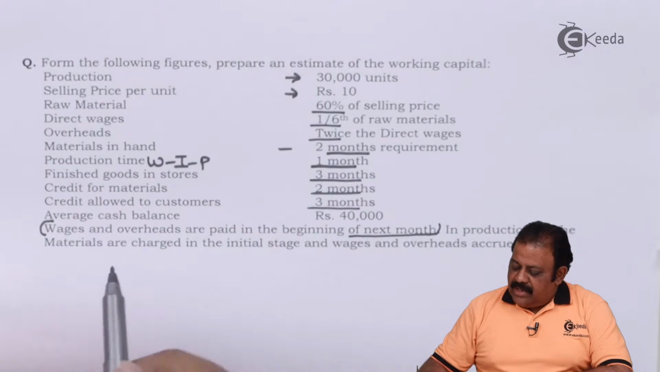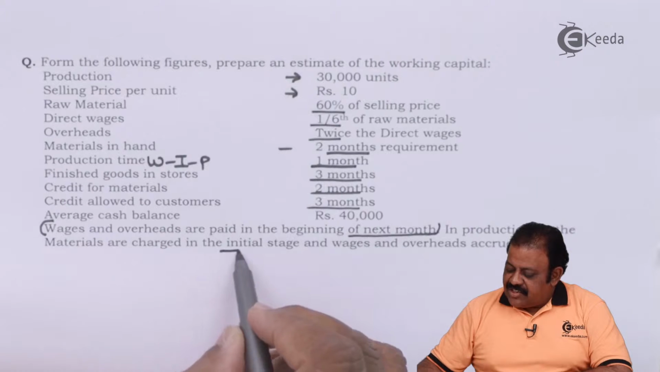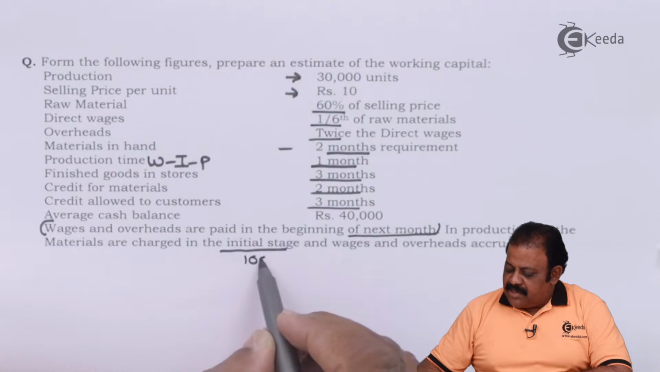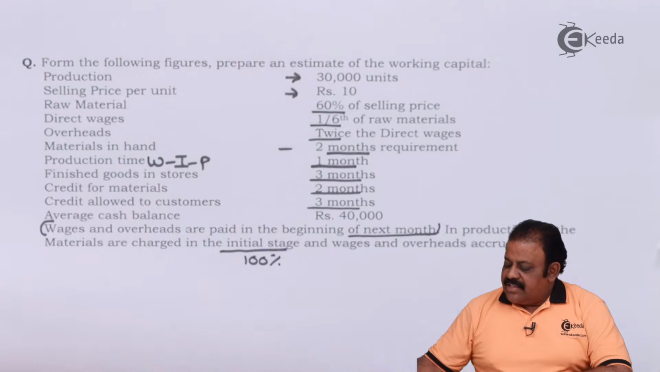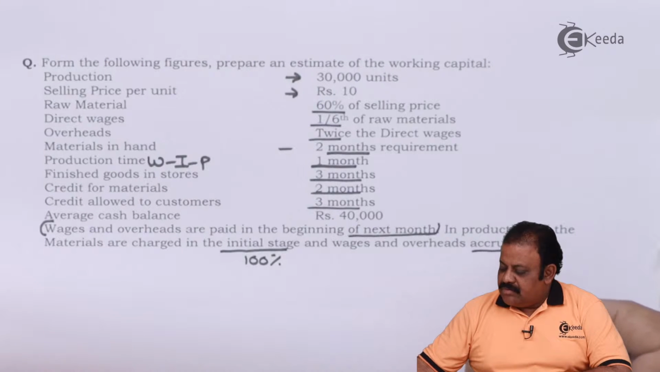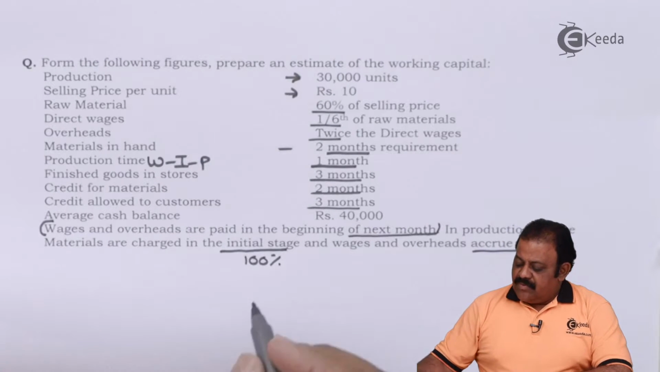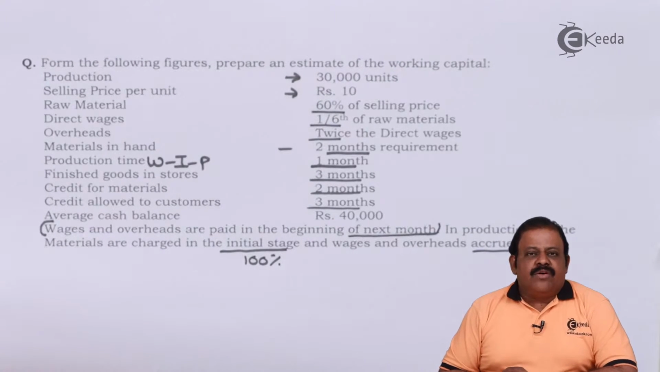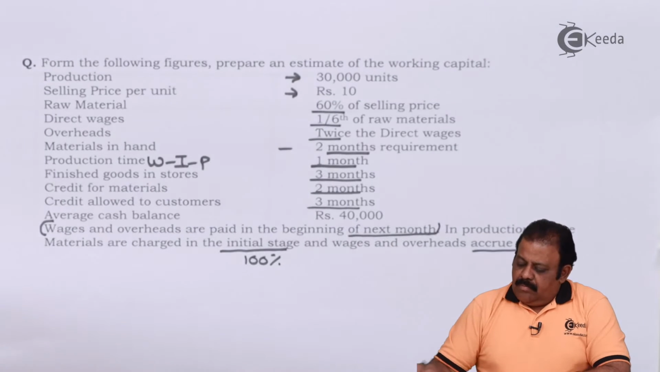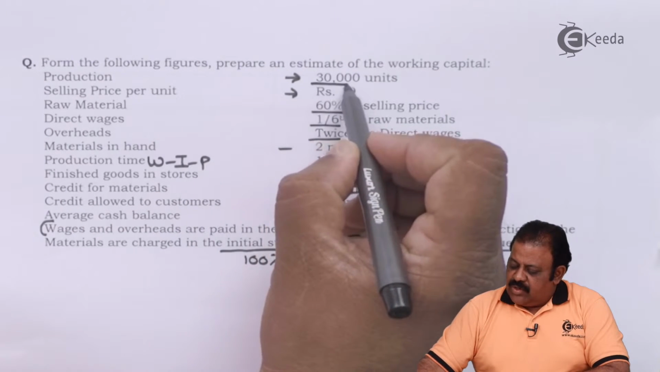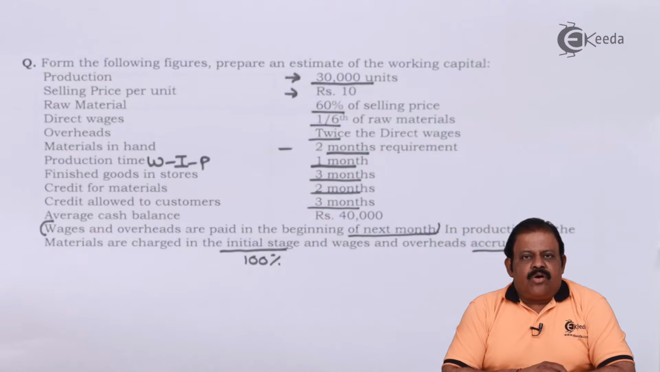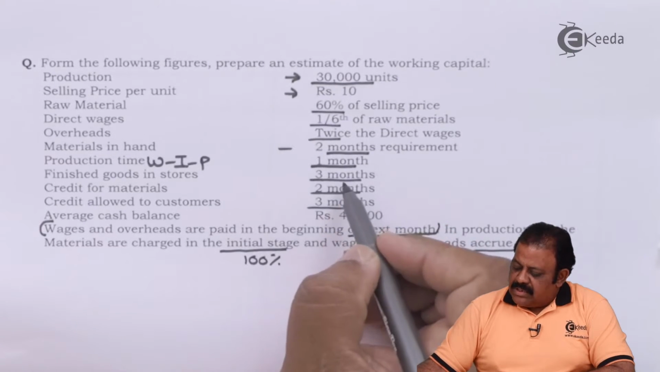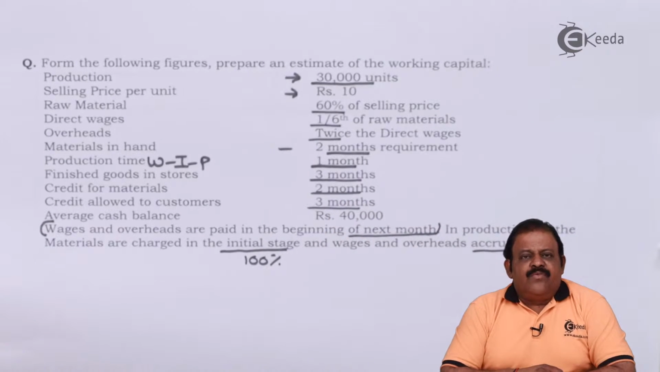In production, all material are charged at initial stage, that is 100% material, and wages and overheads accrue evenly. This information is relevant for calculation of work in progress. Production units are given 30,000 units. This is for full year. We are required to calculate production units on monthly basis because all other information is given on monthly basis.